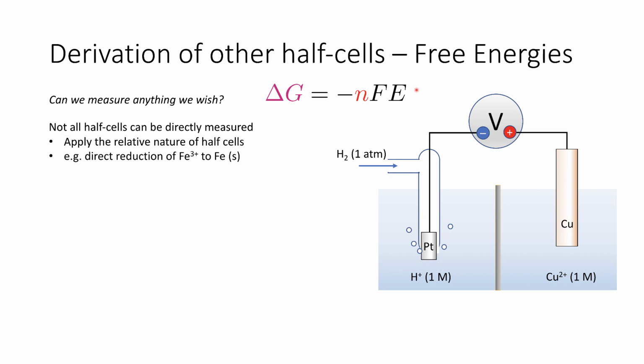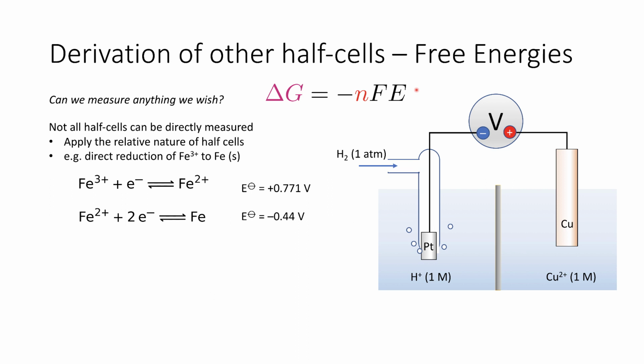So let's think about the direct reduction of iron 3 to iron. Most electron processes are single electron or pair of electrons. If we think about iron 3 plus, well, we can either add one electron to become iron 2 plus, or for iron 2 plus we can add two electrons to become iron metal.